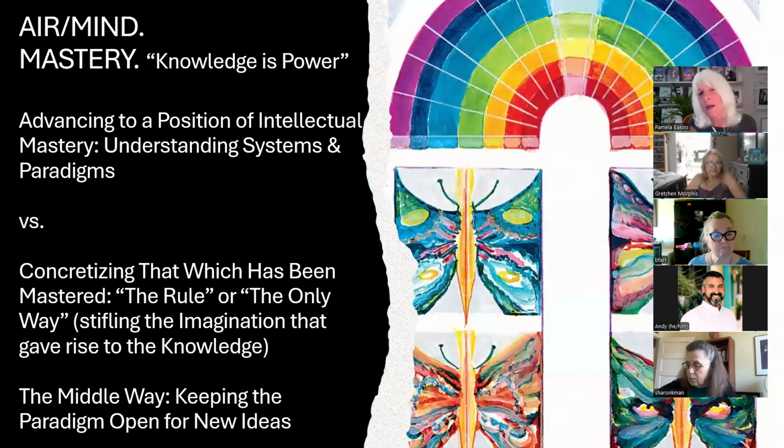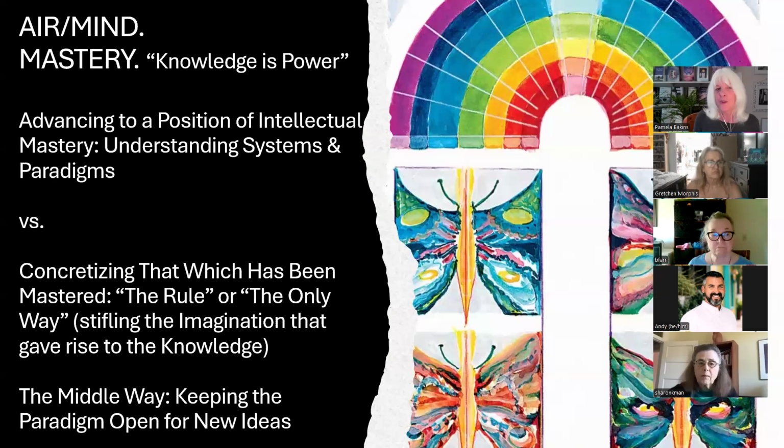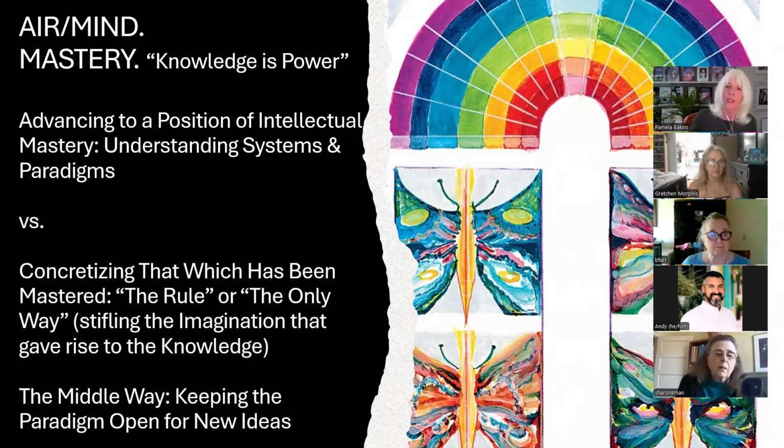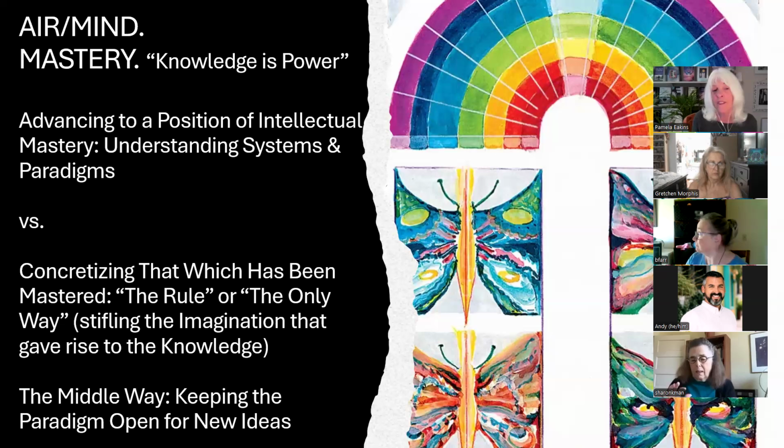So then I just leapt up to the air card or the mind card. This would be the four of wind, mastery. Here, this is all about knowledge. This is all about thinking, thought. Knowledge is power. So the good part of this card is advancing to a position of intellectual mastery. And that means understanding systems and paradigms and having them work for you, so you're becoming a master in your own life. And this is something that we want, that you're mastering a field maybe.